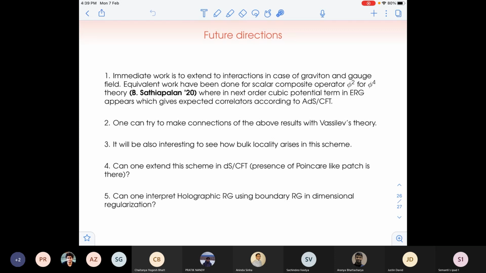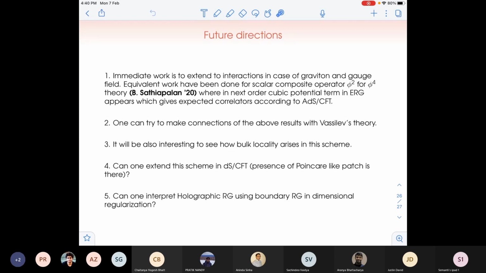So at this point, whatever we have just found is the equation of motion or action of the bulk theory, but we don't know how bulk locality will arise in this scheme. So that is work for the future. And also maybe one can try to extend this scheme in dS/CFT, because a Poincare-like patch exists there also.